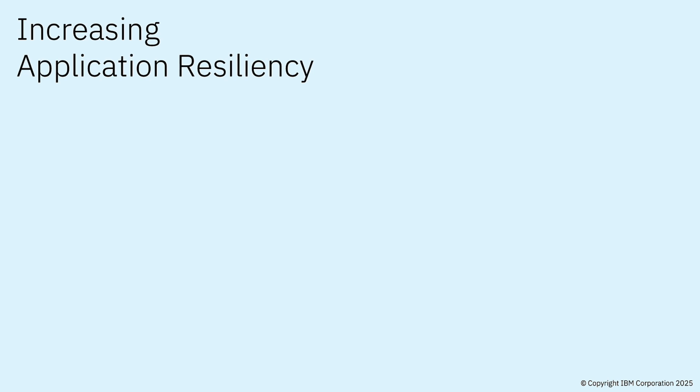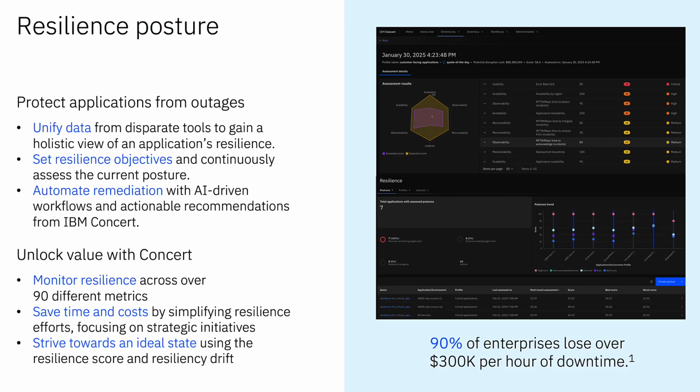Let's dive into the first use case, application resilience. On the right side of the screen, you'll see the assessment results. These highlight the key areas we evaluate for resilience, showing both your target goals and your current performance across various NFRs. As a Concert user, you set these goals and the platform continuously tracks your resilience posture.